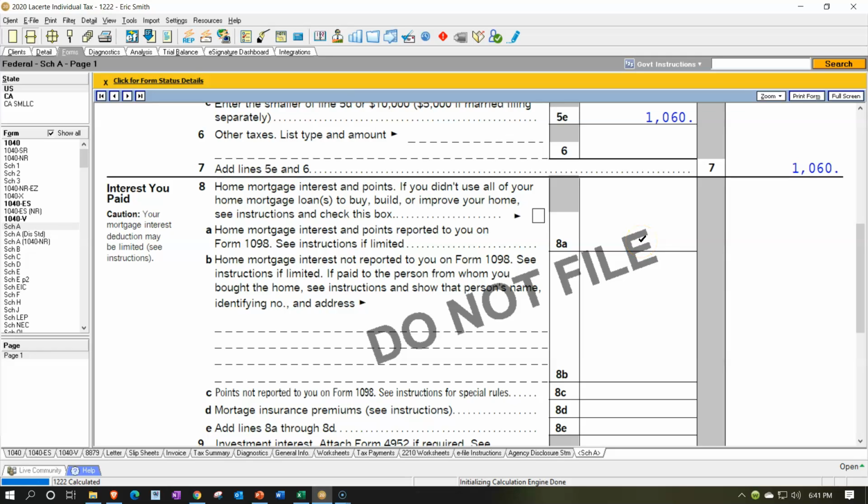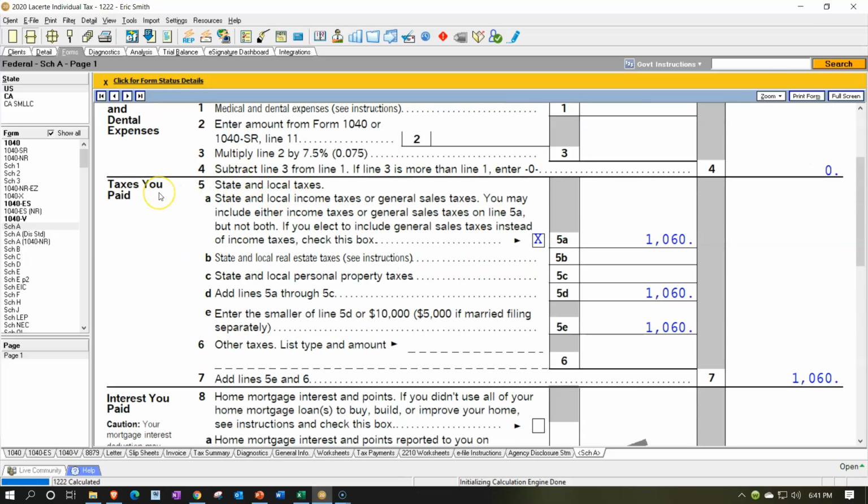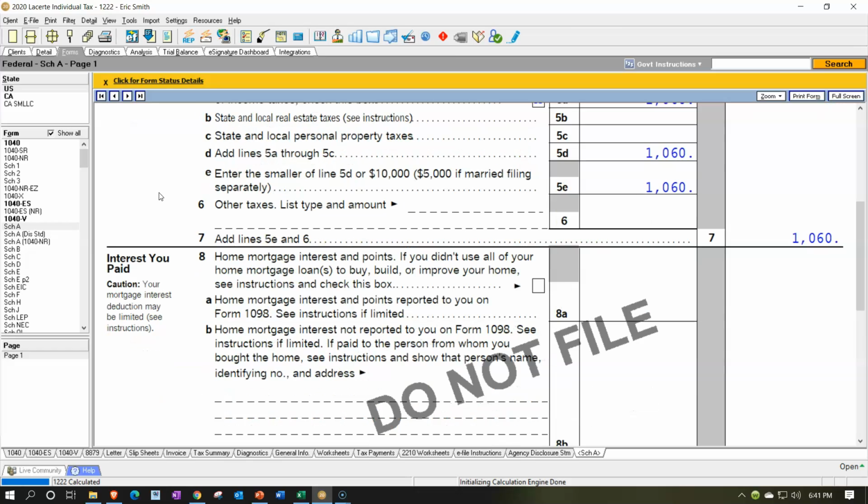Now, if someone purchases the home, then they also might have property taxes, which could also be substantial and could also be something that would be pushing us over the mark for itemizing. That would be in the taxes paid section. So let's jump on over and enter something here.